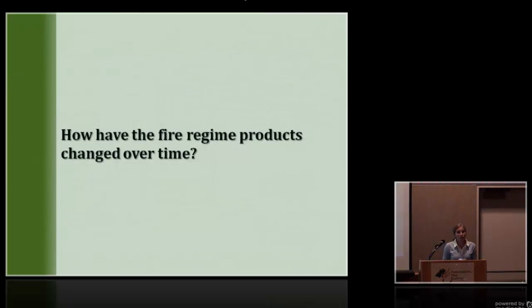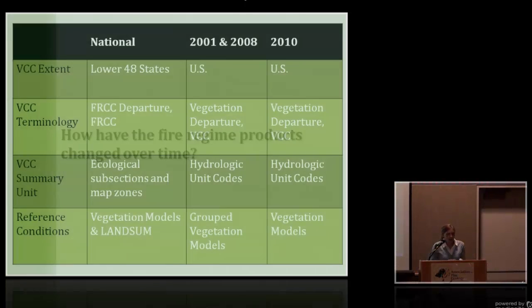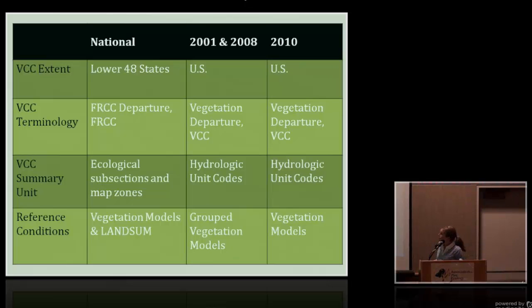Okay, these products have changed over time, and those changes have important implications for how you might apply these data. And so I want to go over some of those changes. The first 3 rows here deal with vegetation condition class, and then the last one affects all of the products in this suite. So first of all, in LANDFIRE National, our first iteration, we just mapped vegetation condition class for the lower 48. We've since started mapping it for the whole U.S. As I've already mentioned, we changed our terminology to better represent what we're mapping.